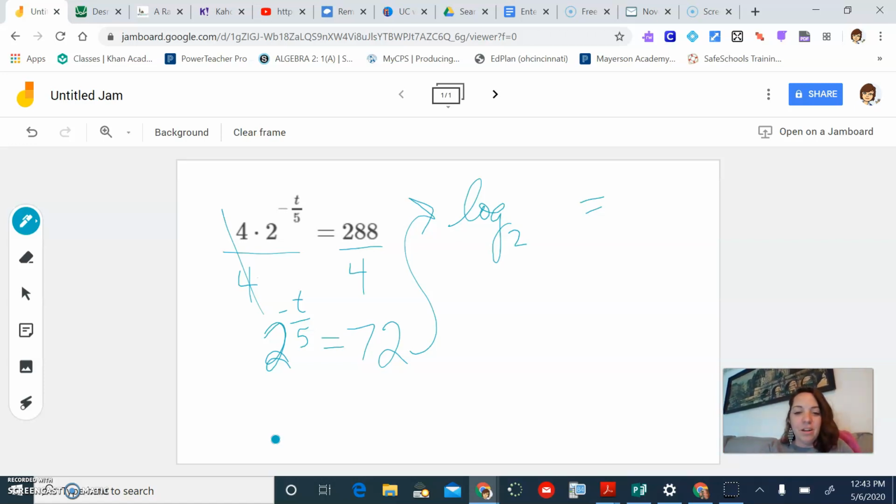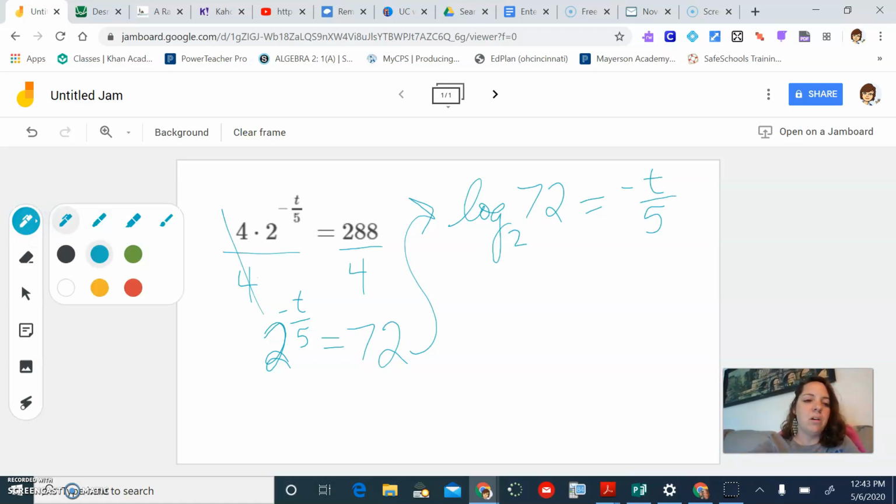So log base 2, and then the exponent goes over on the right side, so that negative t over 5. And then this little guy is the argument, so it goes on the left, right next to the log. So again, remember this part over here is all just something that certain calculators can handle. Otherwise, you'd have to use a change of base formula. We're just going to use a calculator that can handle it for now. It's not a hard formula. I just don't want to add that in right now.